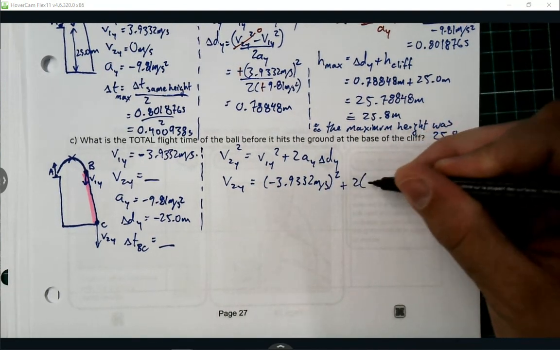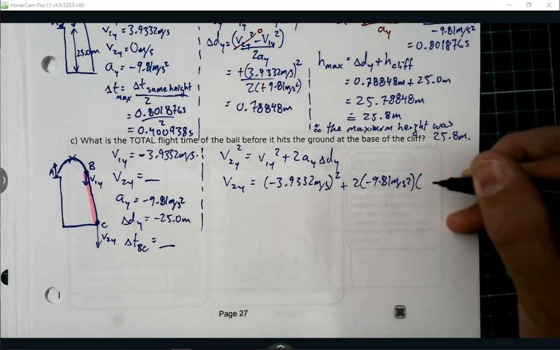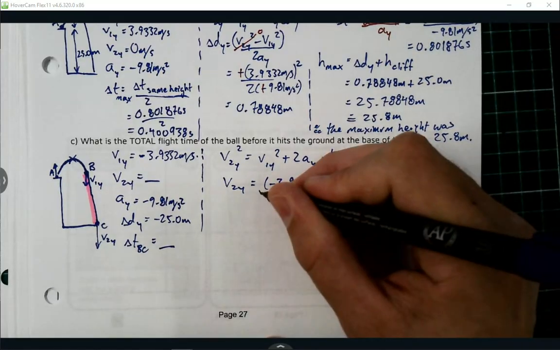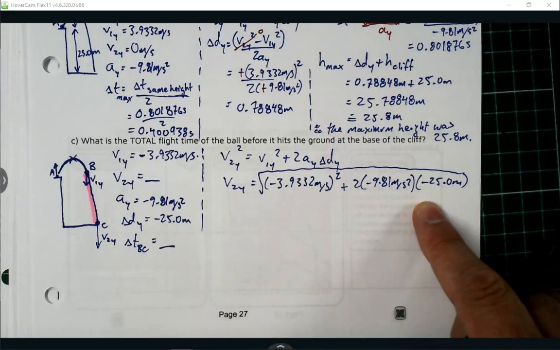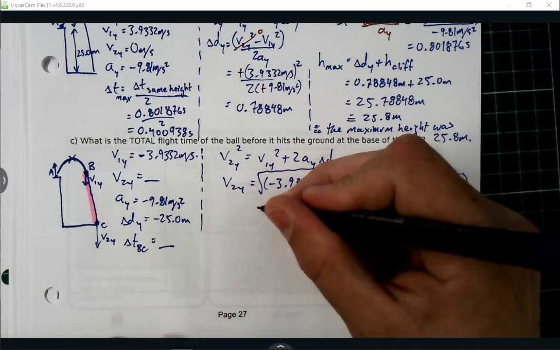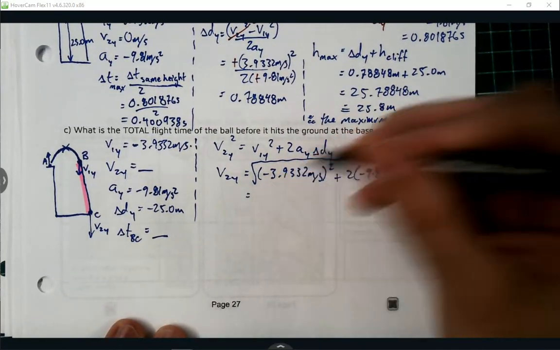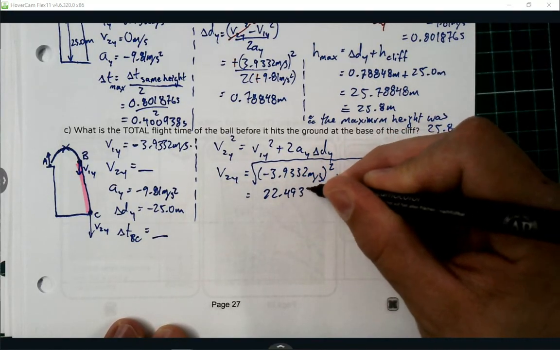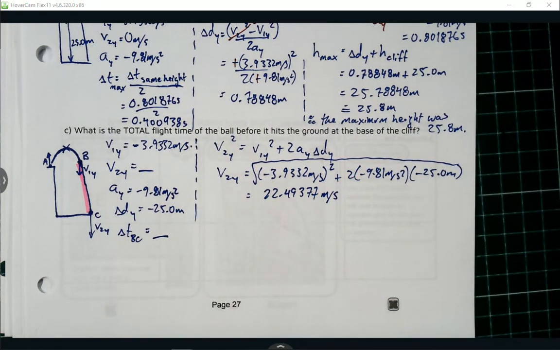Notice that the negative sign is going to square and become positive. Plus 2 times negative 9.81 meters per second squared times delta dy, so negative 25.0 meters. And look, negative 9.81 times negative 25, that's going to turn into a positive as well, right? And so we end up being okay with everything inside of that square root being positive. Otherwise, we'd be in a bit of a panic. And we end up getting, at least I end up getting, 22.49377 meters per second.